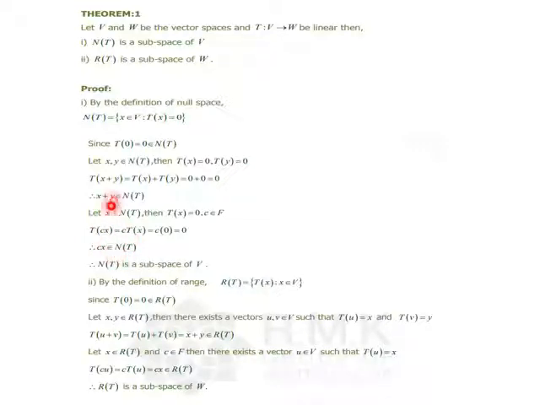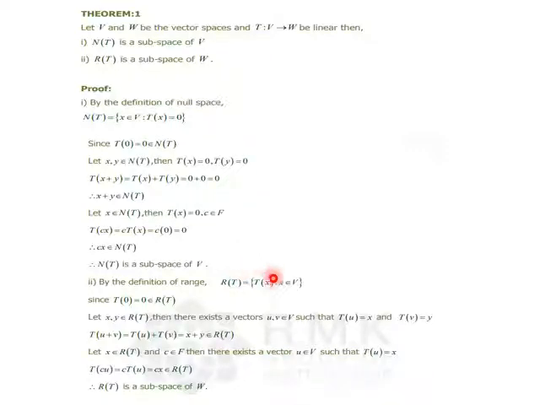Therefore, one condition, x plus y belongs to N(T), and another condition, cx also belongs to N(T). So the two conditions for a subspace are satisfied. Therefore, N(T) becomes a subspace of V. With the same procedure, we prove that R(T) is a subspace of W.